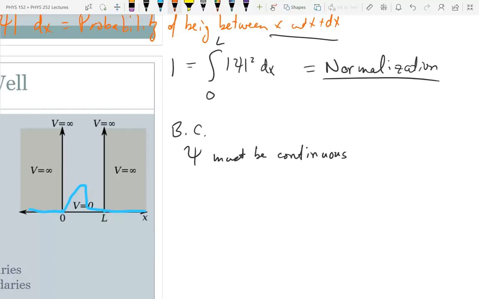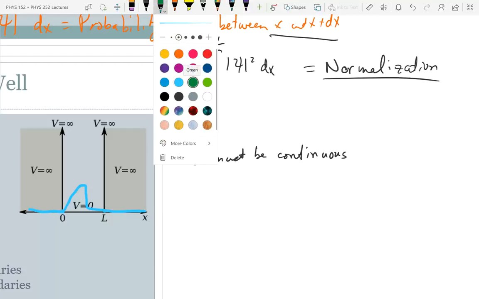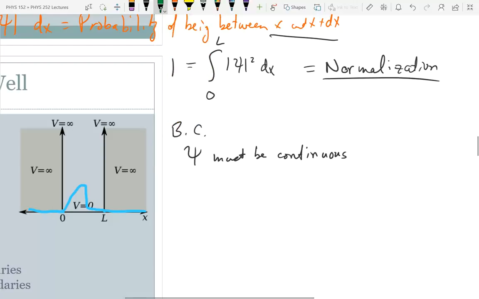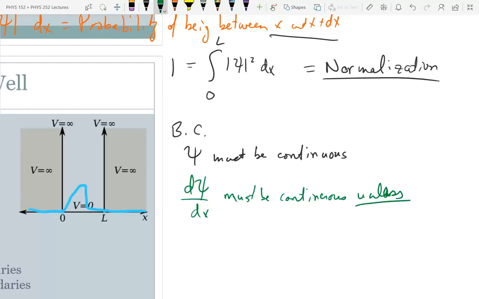A second boundary condition that always applies, except for this case, so you've got to love always except for in this case, is that d psi dx must be continuous unless V approaches infinity. So that's why we didn't use it in this case.